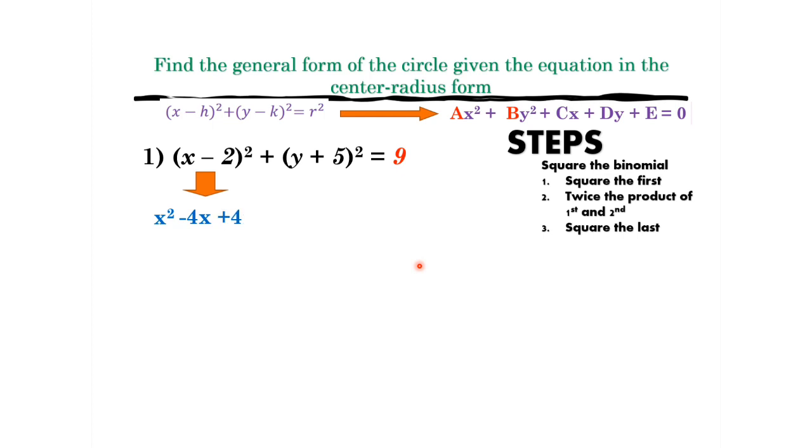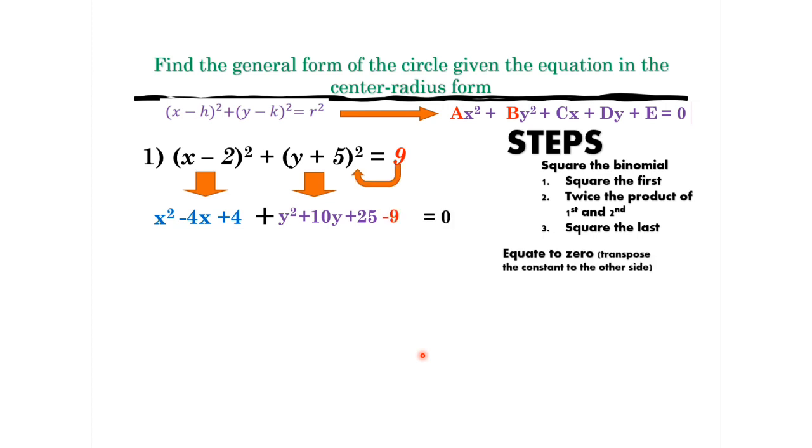So once again, the steps are here on the right side. We go through the other binomial. y raised to 2, that's y squared. 5 times y, that's 5y, times 2, that's 10y. Then 5 raised to 2 gives us 25. And as for the 9, as I've been reminding you guys earlier, we need everything on one side, so 9 should be transposed to the other side. So it's going to be negative 9, equal to 0.